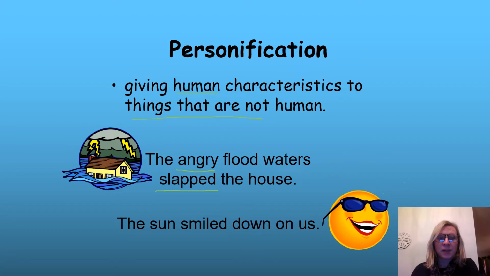Here's another example. The sun smiled down on us. Now, the sun can't really smile. It's giving it a human characteristic, but you get the picture in your mind. You can visualize that the sun is out and it's bright and sunny, and it feels like it's smiling down on you.